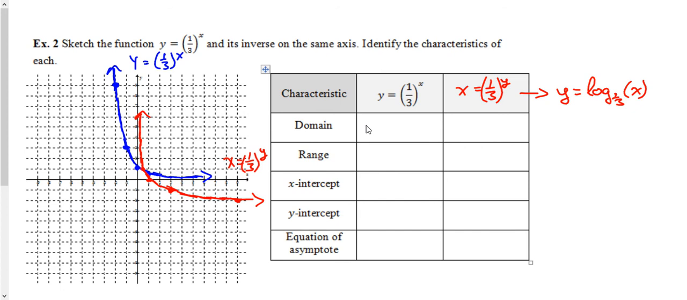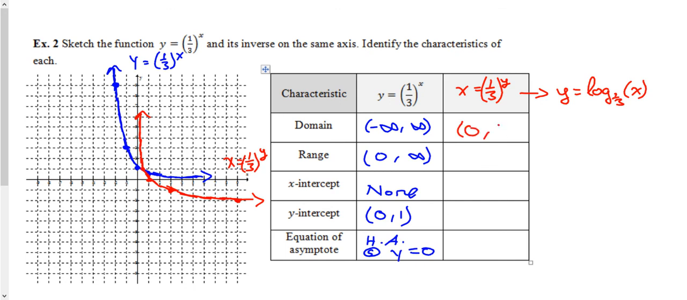Domain here on the original is from -infinity to +infinity for sure. Range is as low as 0 going all the way up to +infinity. X-intercept we don't have any, so it's going to be none. Y-intercept we do have, it's at (0, 1). And our asymptote is going to be a horizontal asymptote at y equals 0.